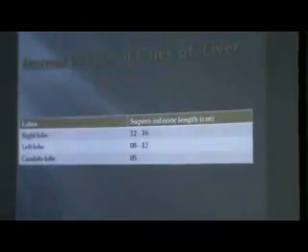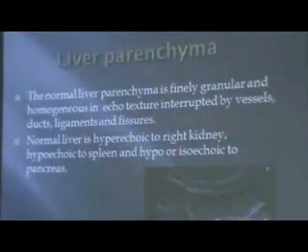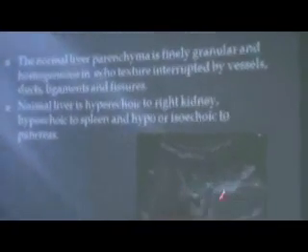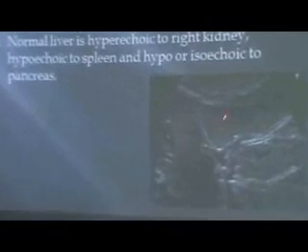The normal length of the lobes, as I have already mentioned: the right lobe is 12 to 16 cm, the left is 8 to 12 cm, and the caudate lobe is just 5 cm. The normal liver parenchyma is finely granular and homogeneous in echotexture, interrupted by the blood vessels, ducts and ligaments. And the normal liver, as you can see, has a finely granular echotexture, and it is hyperechoic to the right kidney and hypoechoic to the spleen as well as to the pancreas.